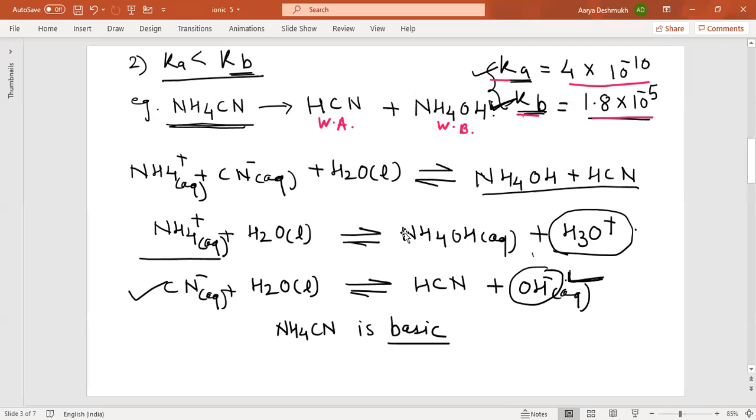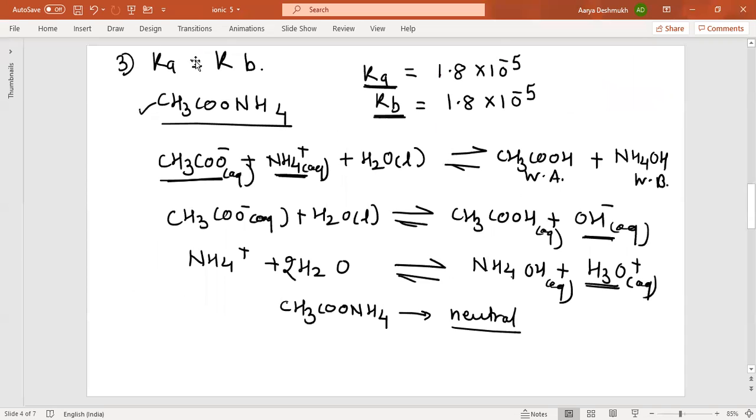So in short, the values for Ka and Kb will give you the information whether your solution will be acidic or basic in nature. Now the third thing may arise next, when Ka is equal to Kb.